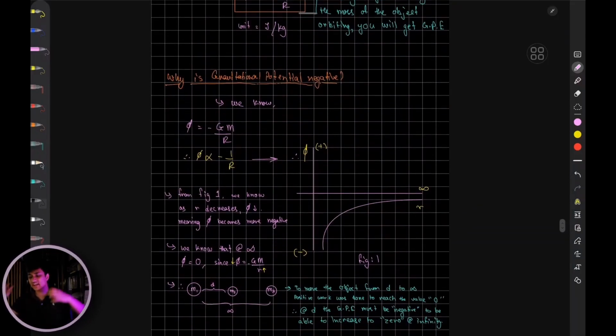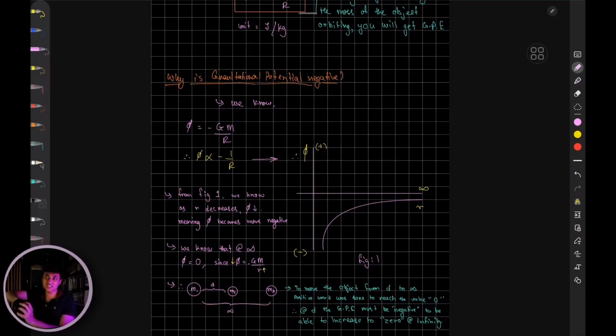Now again, why is the gravitational potential negative? Because remember in the previous video, I talked about how when you're pushing an object away from the Earth's surface, you're exerting force and transferring energy from yourself to the object, right? And at infinity, the amount of energy the object will have is zero. Why? Because it is out of the gravitational field of the planet.